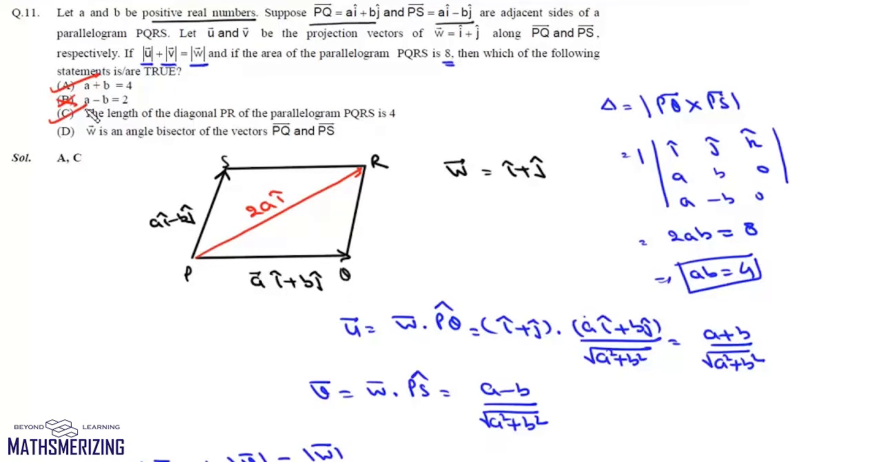And W is the angle bisector of vectors PQ and PS. Angle bisectors of PQ and PS are given by PQ plus minus PS unit vectors. So there will be this 2 and then I plus J by root 2 plus minus I minus J by root 2. So this option B is incorrect. So the correct options are A and C. There will be questions on angle bisector.